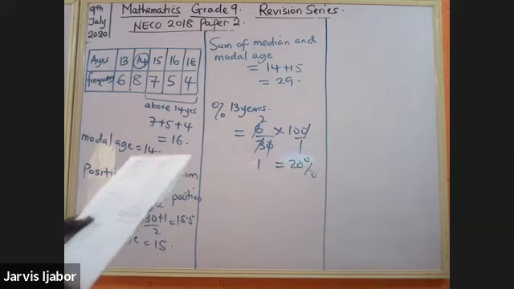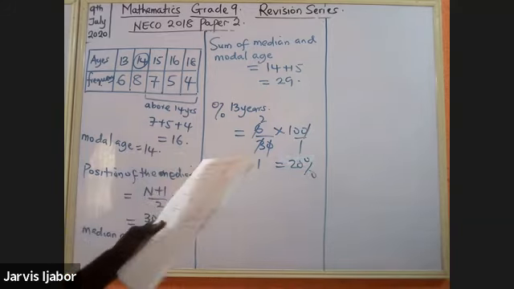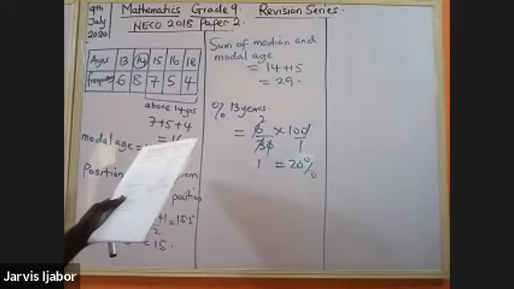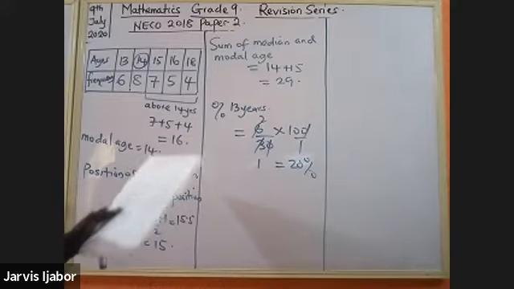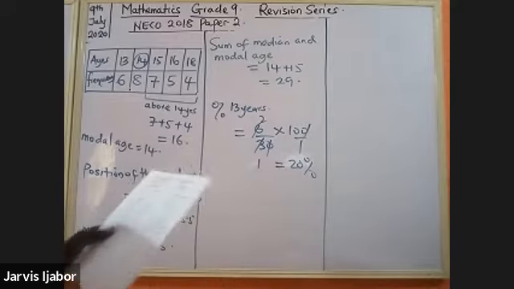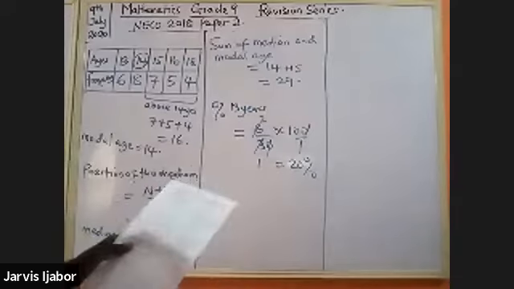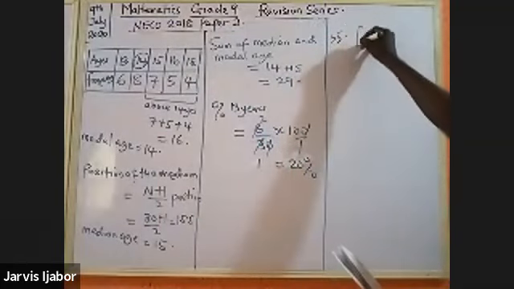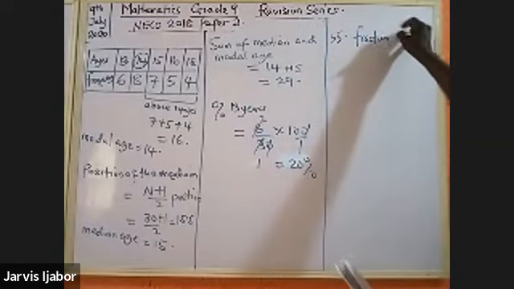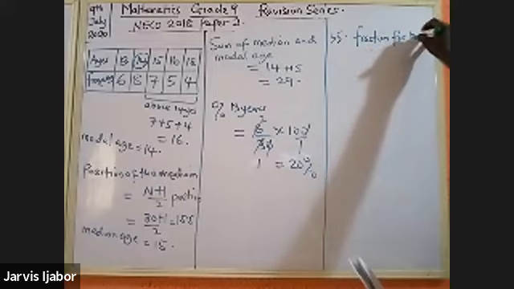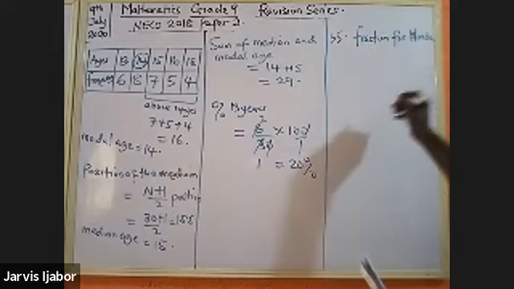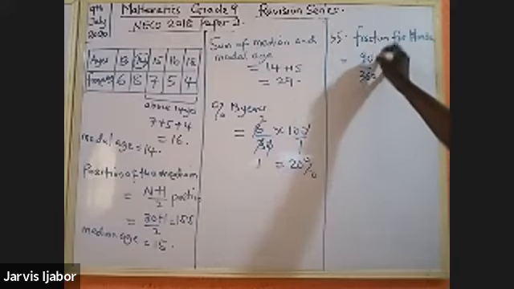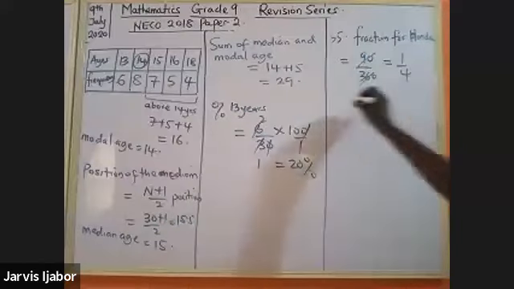Now, in questions 55 to 57, you are given a pie chart. They say use the pie chart to determine the fraction of the cars that are Honda. Now, the symbol there for Honda is 90 degrees. So 55, the fraction for Honda will be equal to 90 degrees over 360. And when you cancel that, that will be 1 over 4 for 55.